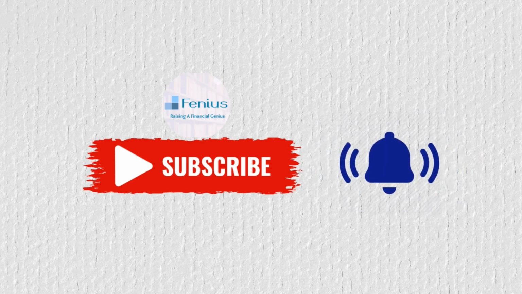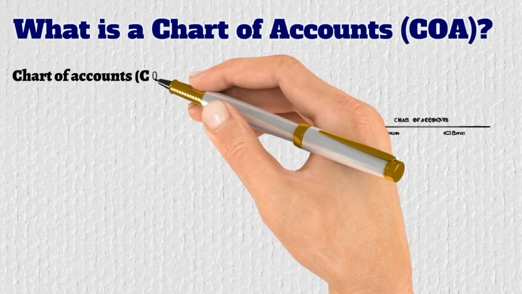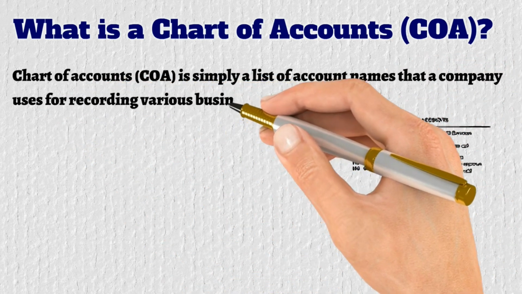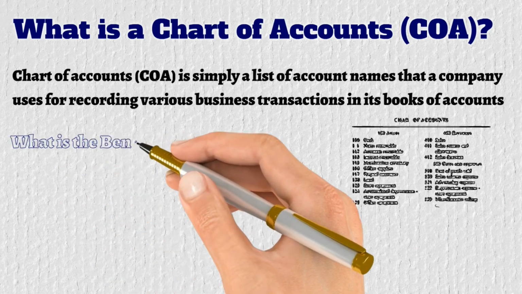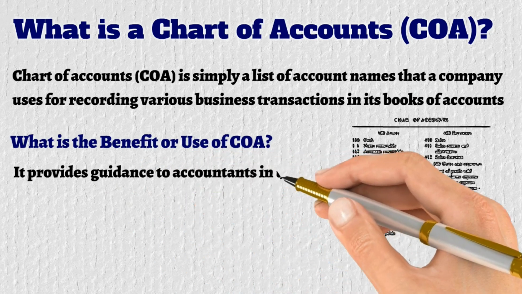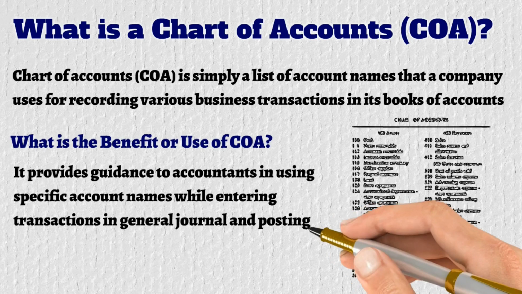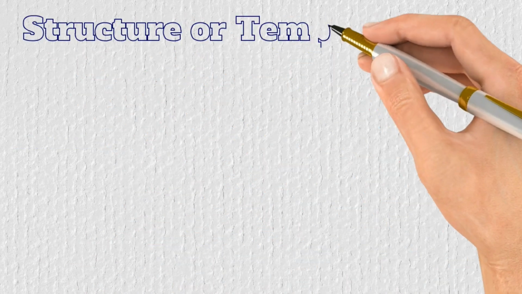So let's start today's discussion with the definition of what is a chart of account. A chart of account is simply a list of account names that a company uses for recording business transactions in its books of accounts. What is the benefit of chart of account, or what's the use of chart of account? It provides guidance to accountants in using specific account names while entering transactions in general journal and posting them to journal ledgers. Let's discuss the structure or template of chart of accounts.